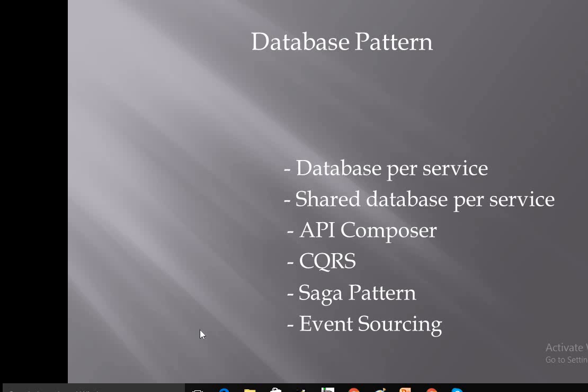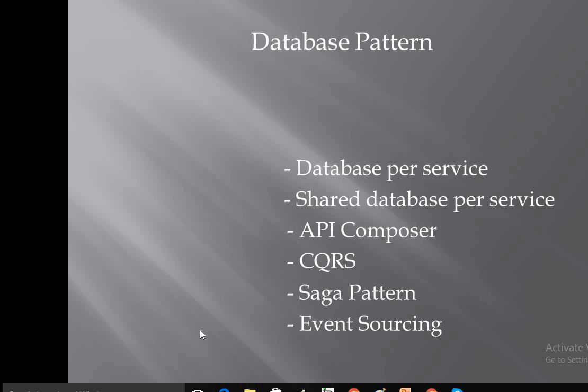In the third part, or in the current video, I am going to discuss the database pattern. Under the database pattern, I am going to discuss database per service, shared database per service, API composer, CQRS pattern, Saga pattern, and event sourcing.